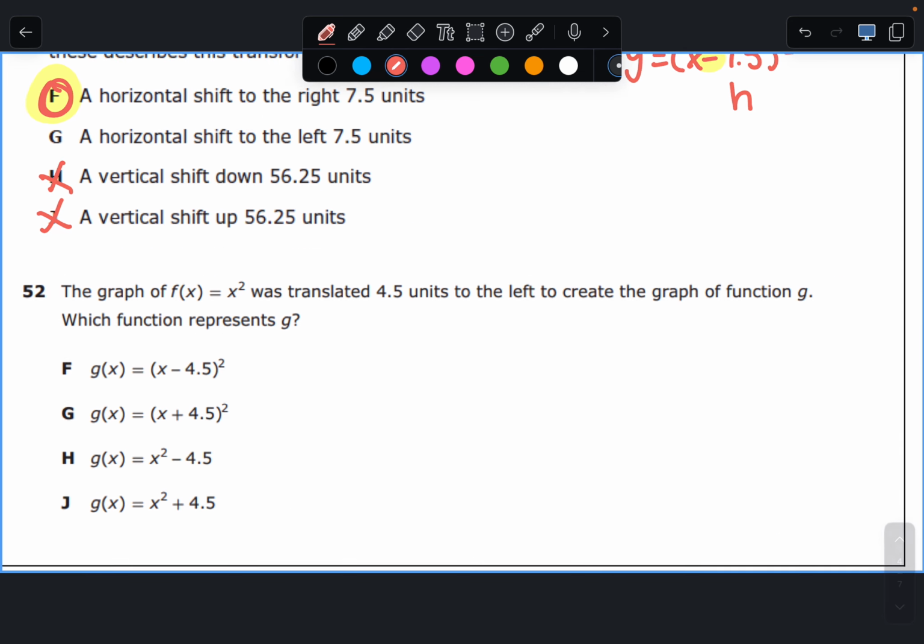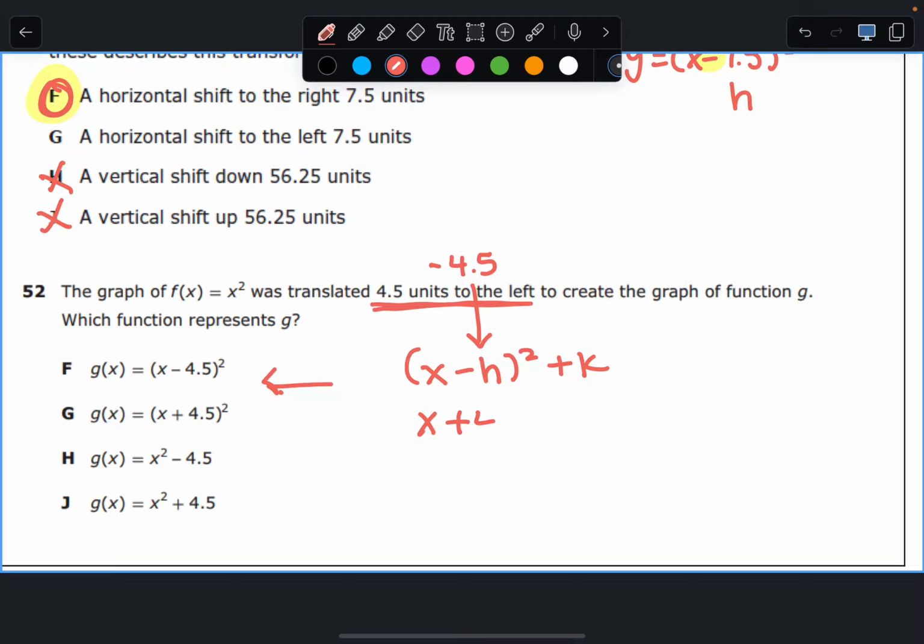Number 52. It was translated 4.5 units to the left. These are in vertex form. So if you plug in a negative number into a formula that already has a minus sign, what's going to happen? It's going to make it into a plus sign. 4.5 units to the left, meaning negative 4.5. These top two are written in vertex form: x minus h squared plus k. So if I plug in a negative 4.5 right there, it becomes plus 4.5 squared plus k. So your answer would be G.